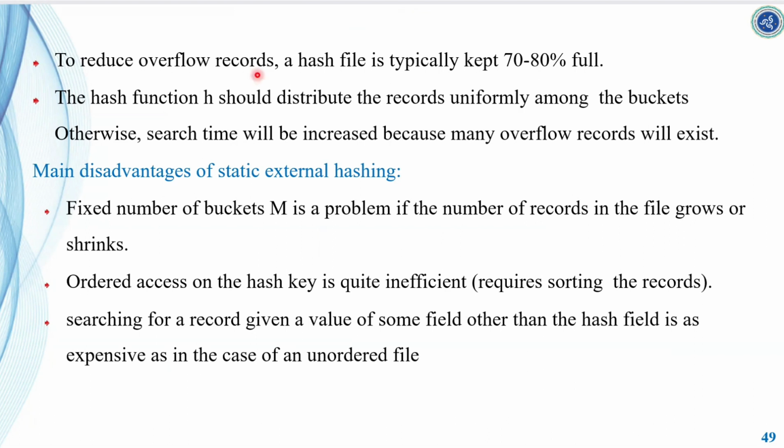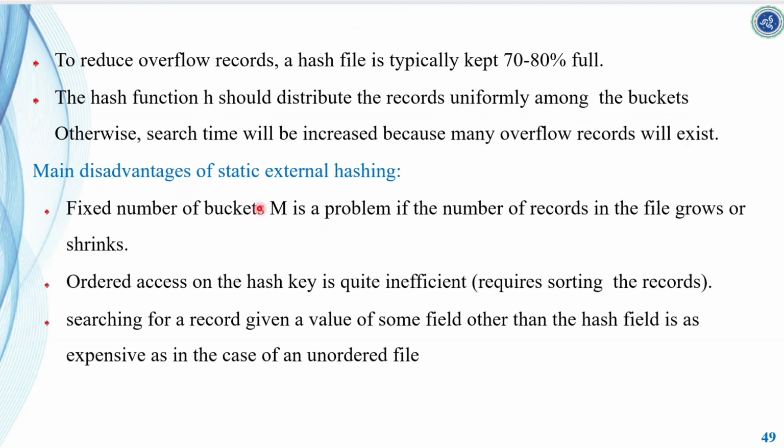In order to reduce overflow records, a hash file is typically kept about 70 to 80% full. So normally we won't completely occupy all the space with the help of hashing. Only 70 to 80% of the space will be filled with records. The hash function should distribute the records uniformly among the buckets. Otherwise, the search time will increase because many overflow records may exist.